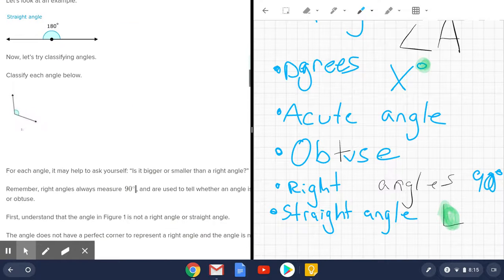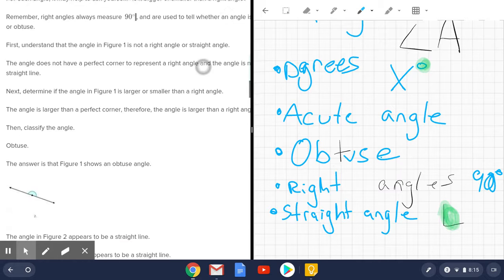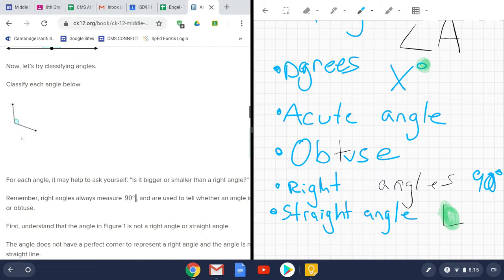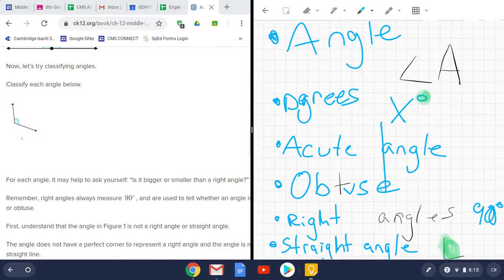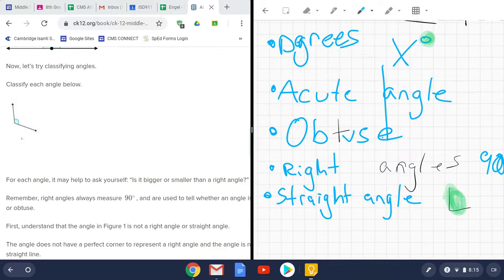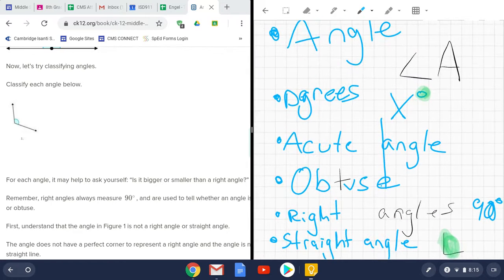Now let's try classifying some of these angles. But before we do that, I want to make sure that you guys have all of our terms written down. So make sure that you have angle, degrees, acute angle, obtuse angle, right angle, and straight angle. Pause the video. Make sure that you do that here.